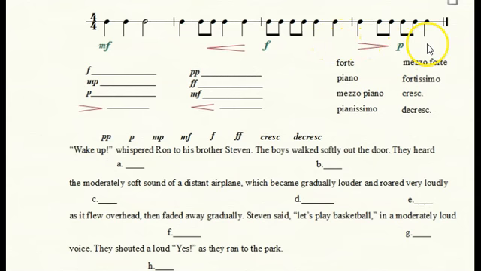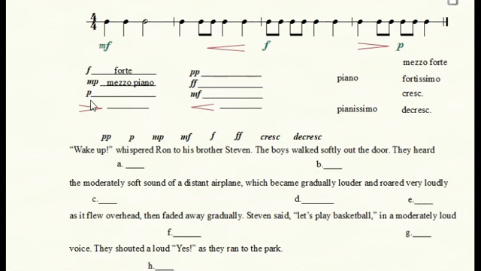For our next exercise, we will write the Italian word for the following dynamic signs. Here we have the italicized F. If you remember, this is forte. Here we have an italicized M and P. We have mezzo piano. Down here we just have an italicized P.